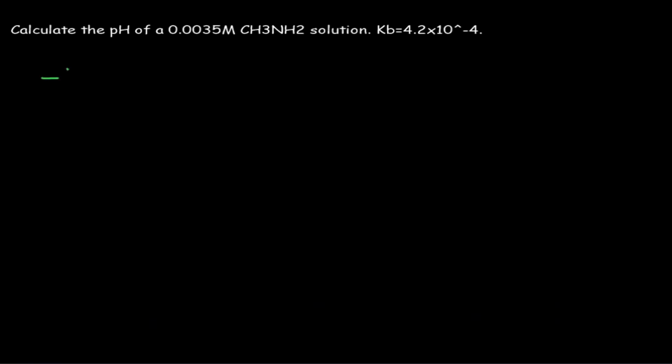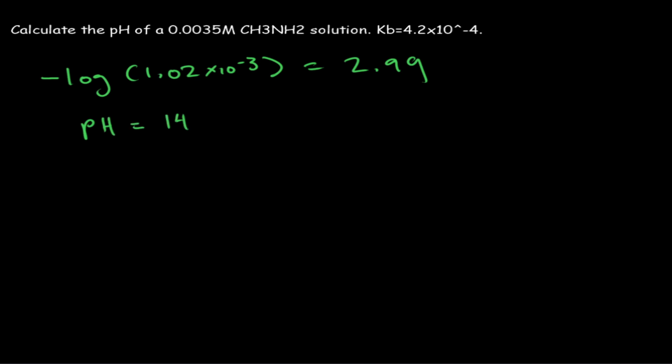So the negative log of 1.02 times 10 to the negative 3 will give us a value of 2.99. And since that's our pOH, to get our pH, we have to do 14 minus our pOH. So the pH will equal 14 minus 2.99, which will equal 11.01. So we can see that our weak base has a relatively high pH.